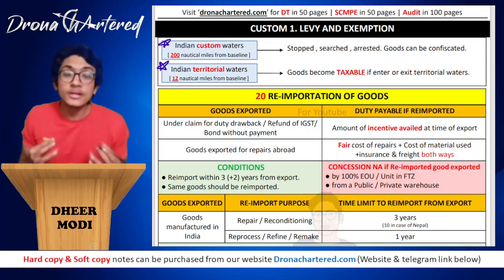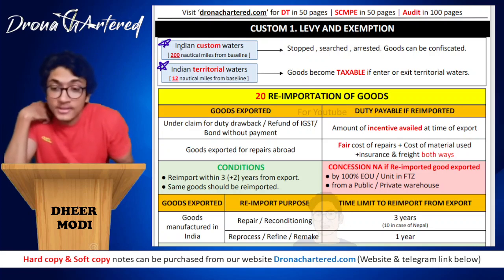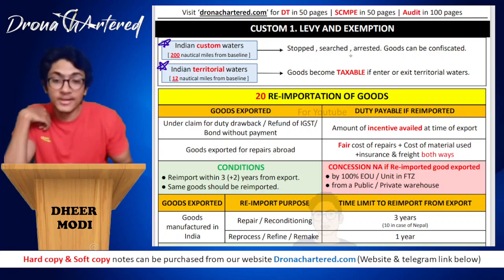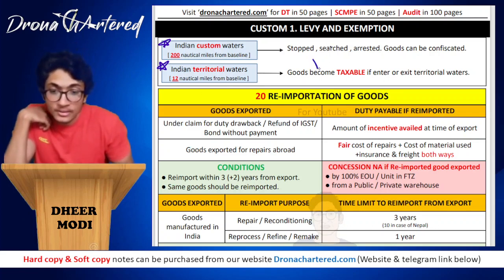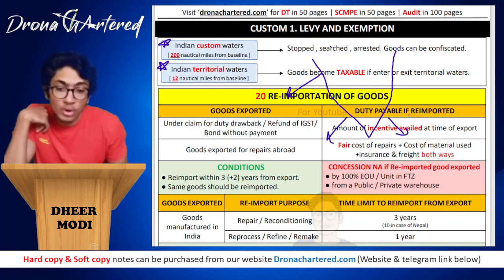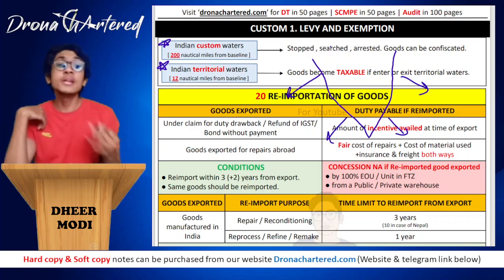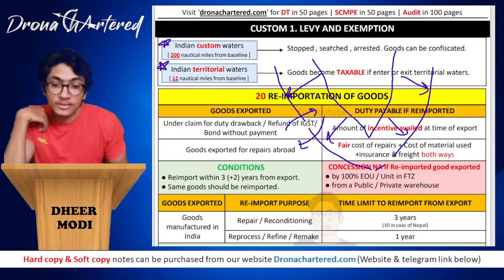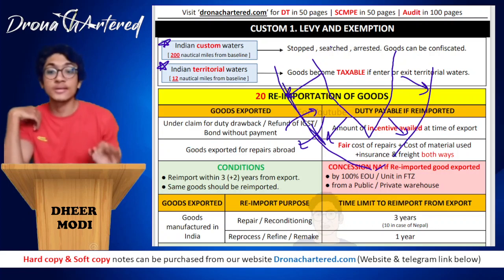So what is Indian custom waters? Indian custom waters is 200 nautical miles from the baseline. So this is your India, and there is water over here. 200 nautical miles from this border is your Indian custom water. So till this area, anything that enters or exits, this is your definition of Indian custom waters.